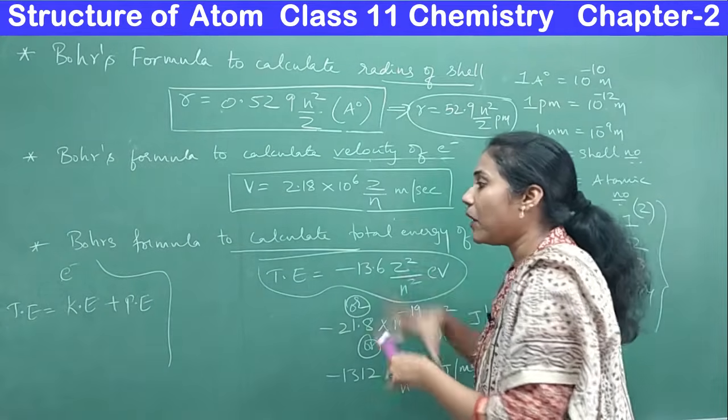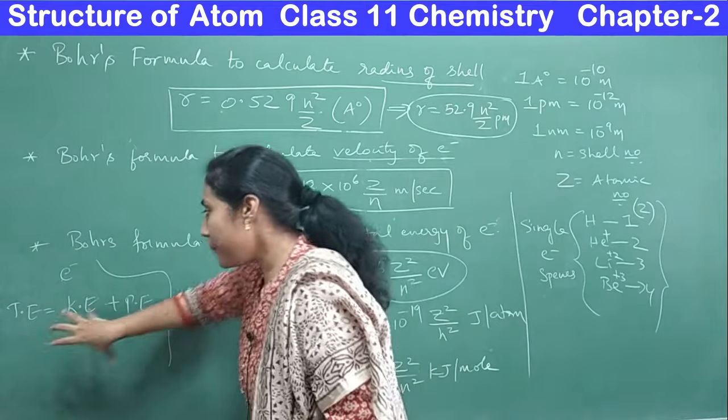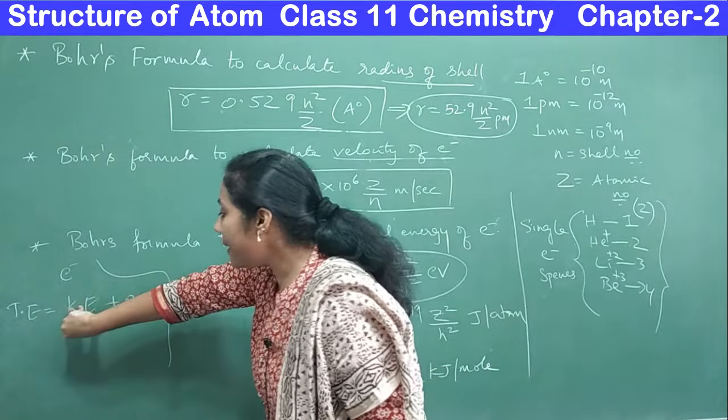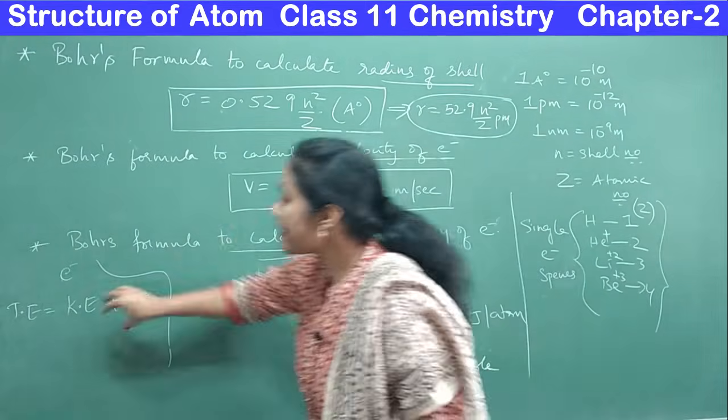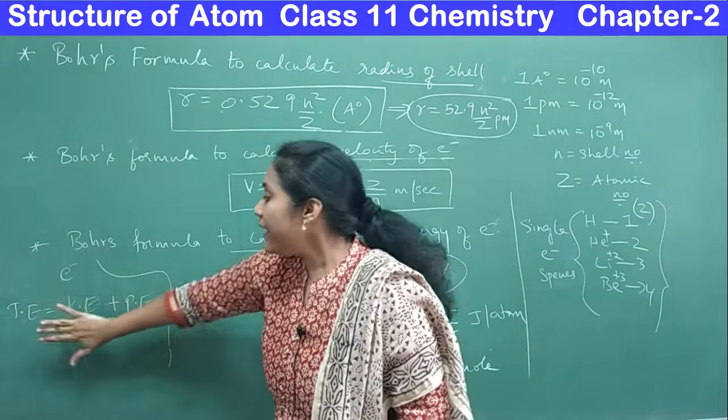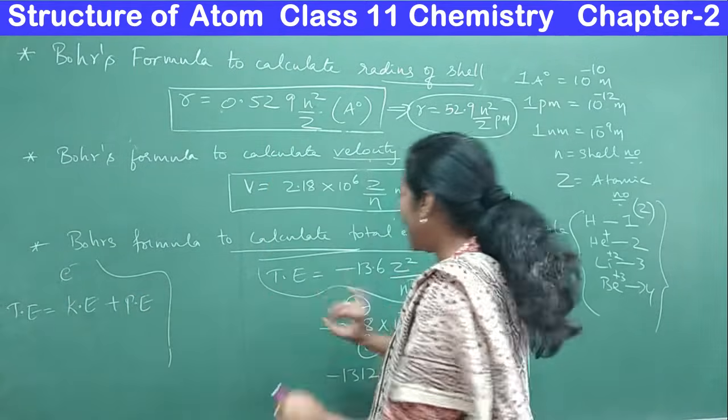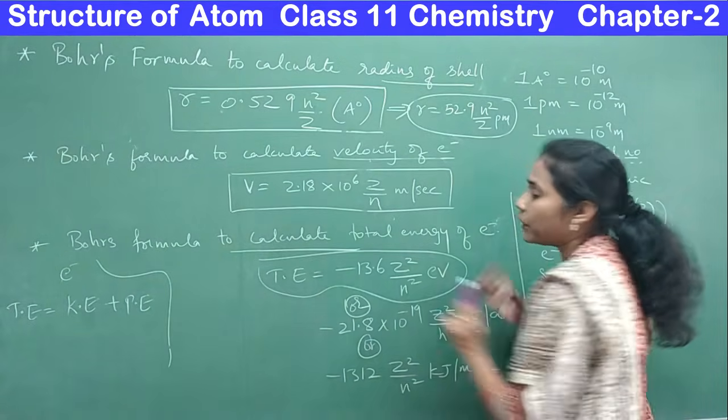And this point is important. You must know total energy means it is the sum of kinetic energy and potential energy of the electron. Both of them have separate formulas. When I add them and derive, I will get a formula to calculate total energy.